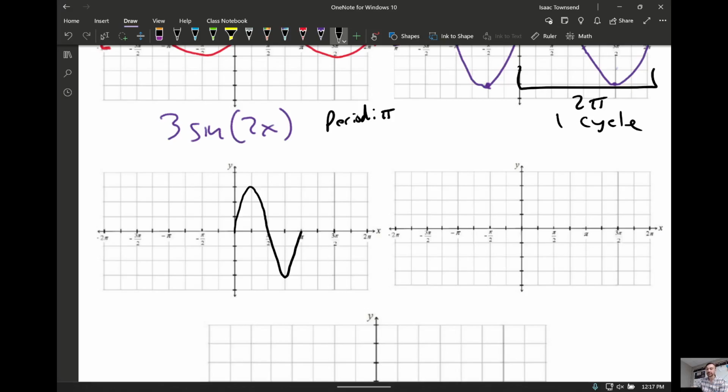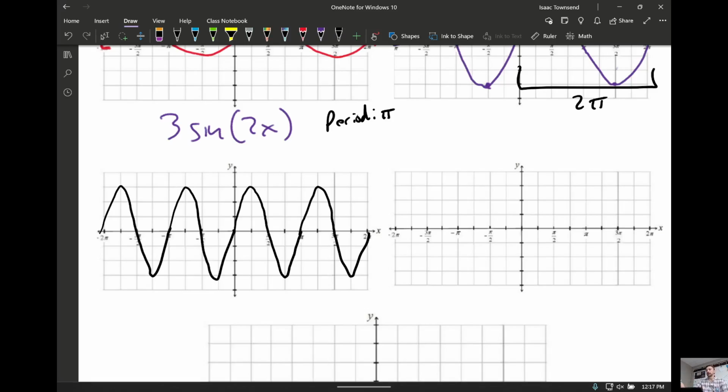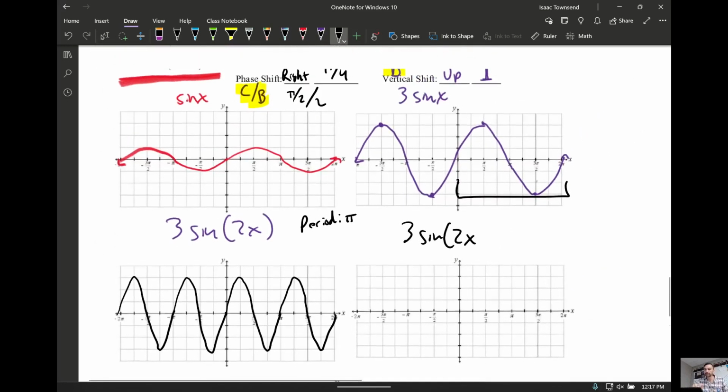I like to start off at 0 because if I want the period to be pi, I just go to pi if I start at 0. That's 1 full cycle. I feel confident about that. Now I can just copy and paste it a few times until my graph is full. That's what 3 times sine of 2x looks like. Now that I have this down as a guide, I can make one more change. So I'm just trying to peel this away one layer at a time.